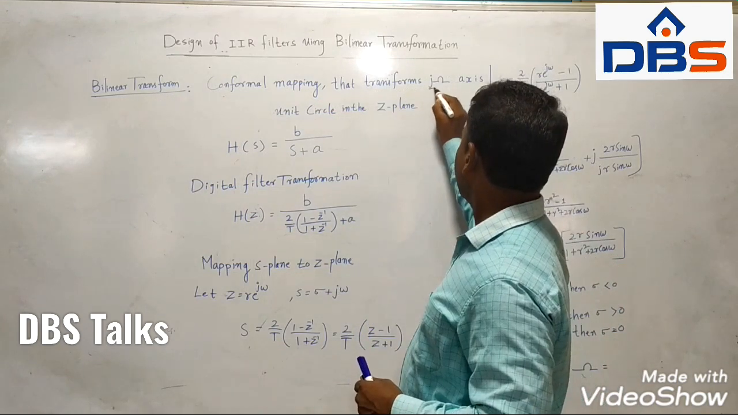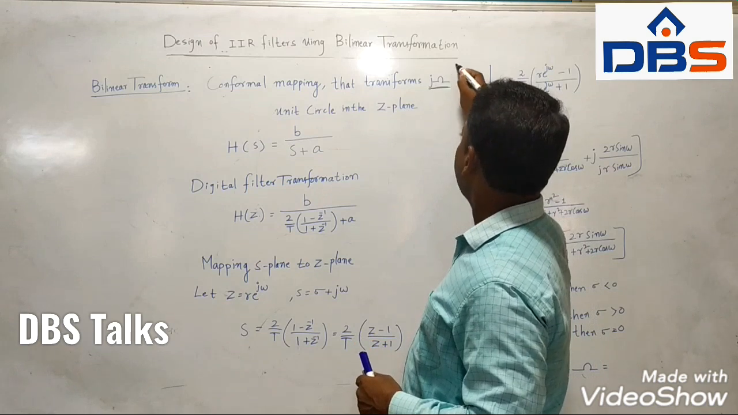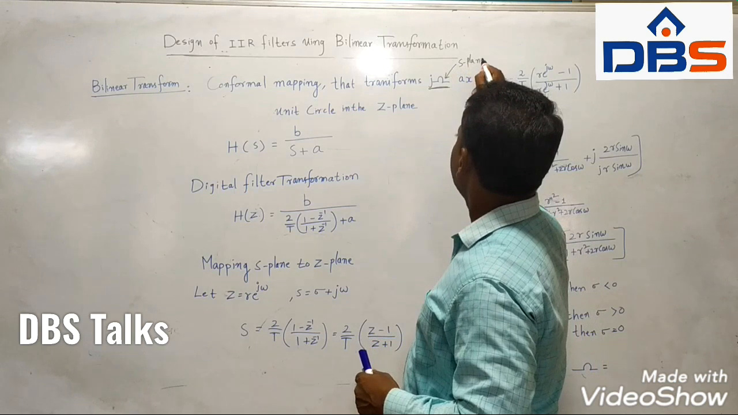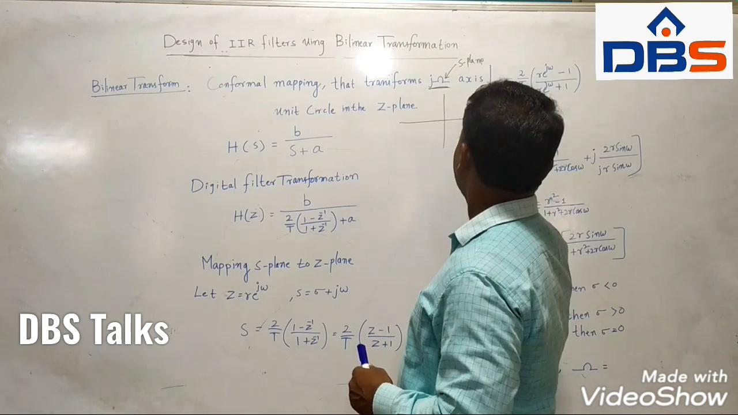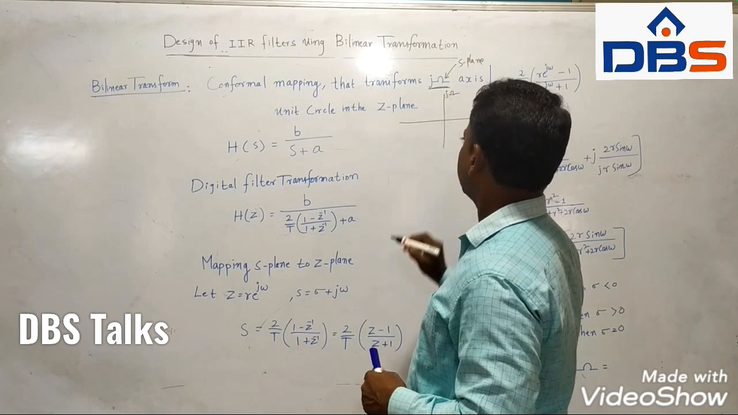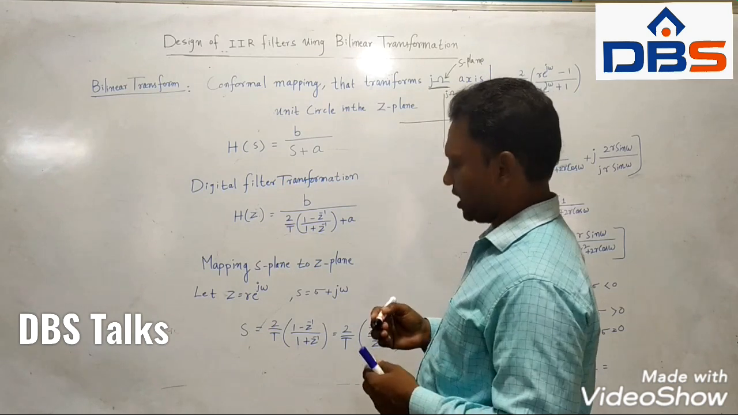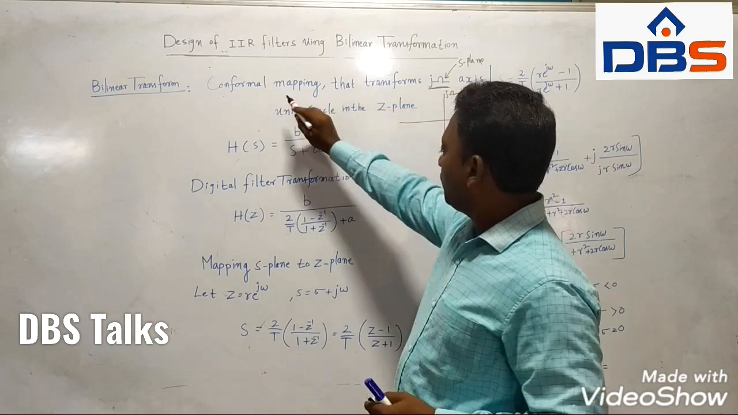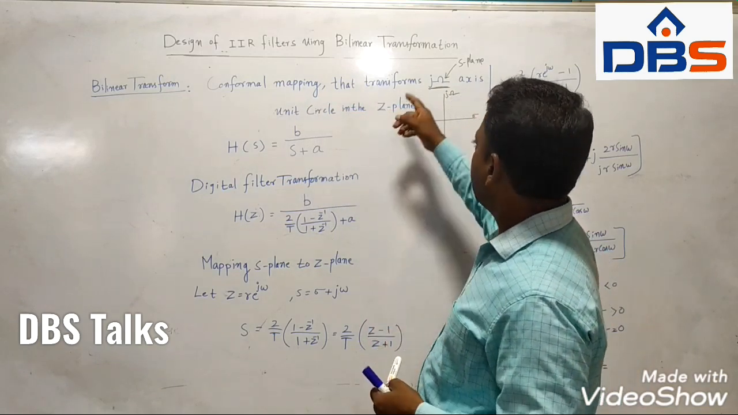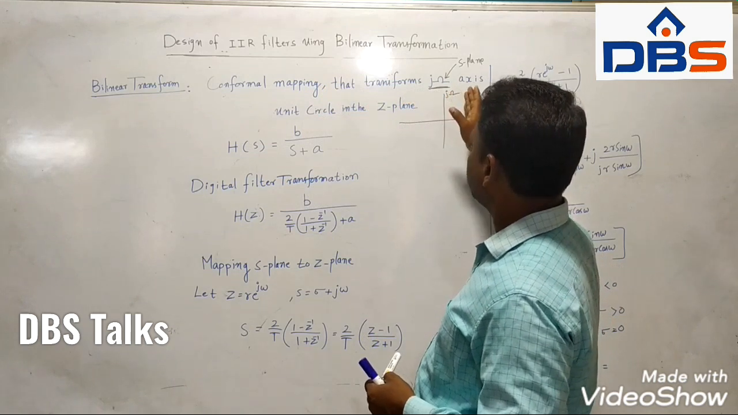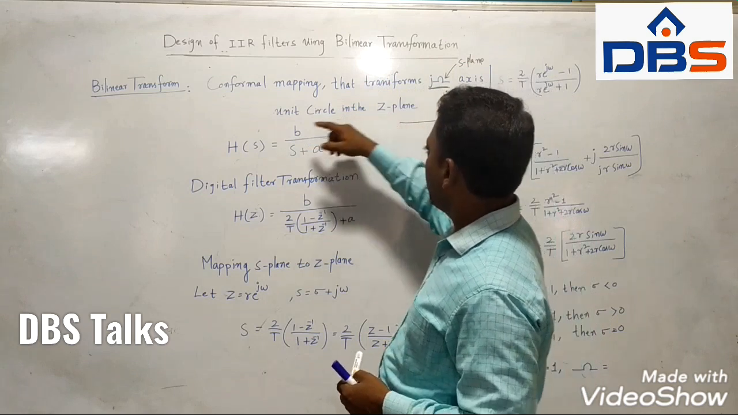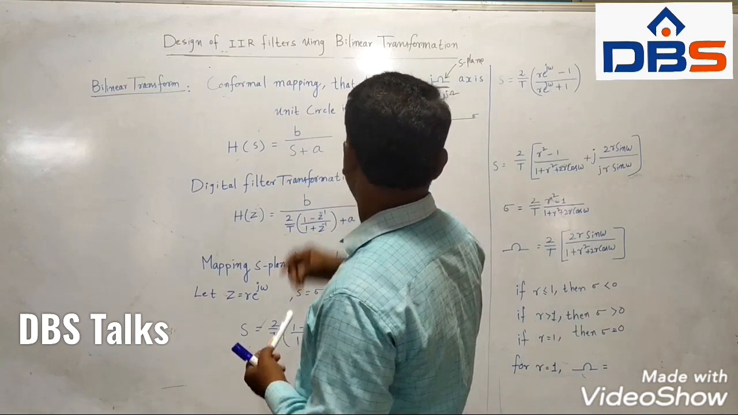Okay, bilinear transformation means it is a conformal mapping that transforms the j omega axis. What is this j omega axis? J omega axis means S plane. It represents S plane. Okay, so in the S plane we have a sigma and a j omega axis, like this. So therefore conformal mapping is a one-time mapping that transforms this j omega axis into the unit circle in the Z plane.